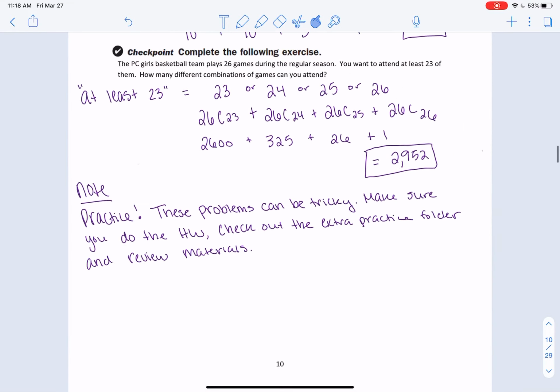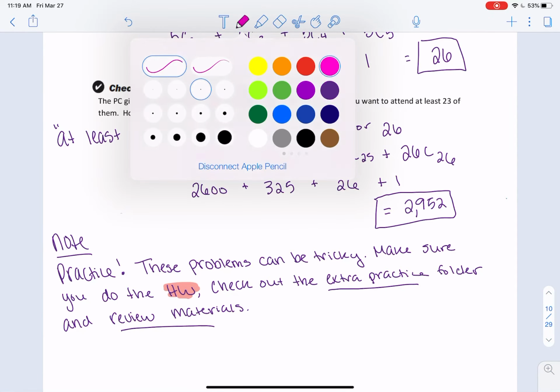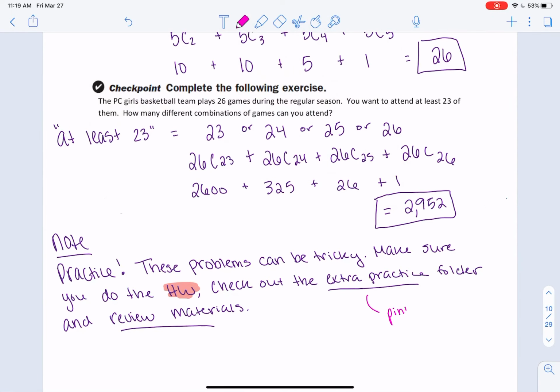Okay, so I'm going to stop here. Just a little note that I wrote, make sure you practice, okay? These problems can be tricky and they change up. Like they're not always going to be the exact same story or whatever, right? They're similar, but they're going to be different. So make sure that you do the homework for sure. But also there's extra practice folders and review materials. The extra practice is your pink sheet like we normally do in class. So I added that as well as the answer key. So give those a try. Practice, and let me know if you have questions.